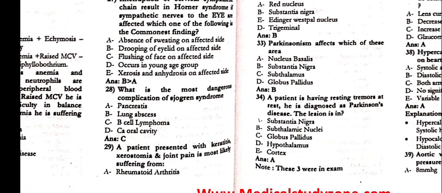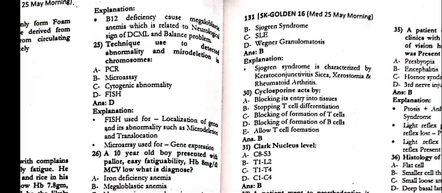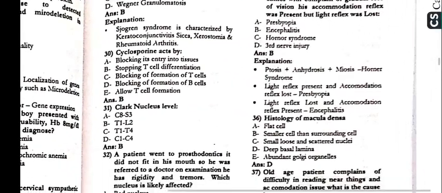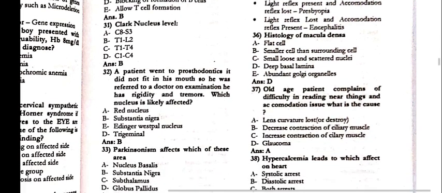Question number 28, what is the most dangerous complication of the Sjogren's syndrome? The B cell lymphoma. 29, the patient presented with the keratitis, xerostomia, joint pain. It is most likely he is suffering from the Sjogren's syndrome. Next, 30, the cyclosporine acts by stopping T cell differentiation. The Clarke's nucleus level is the T1 to L2.